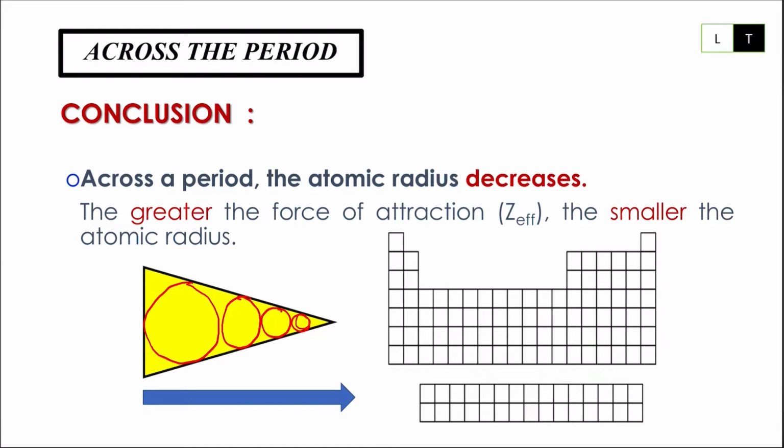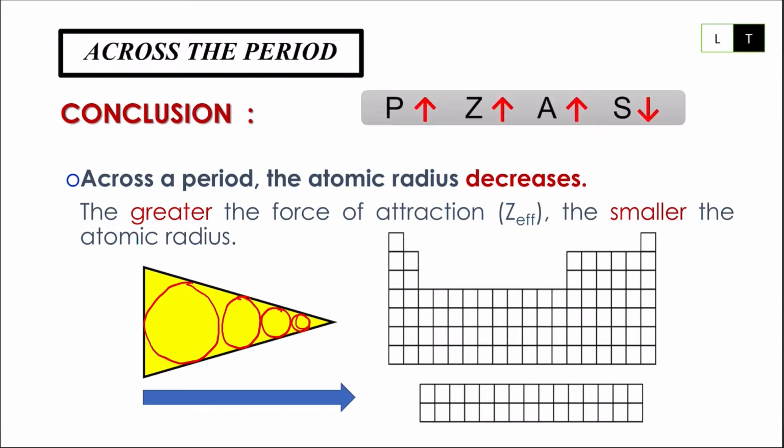So now, in order for you to explain, we are going to use the layout based on the acronym PISAS. So saya harap semua orang can memorize the trend for PISAS. When proton number increases, ZEF also increases. The nucleus attraction with the valence electron also increases. Hence, the size becomes smaller.